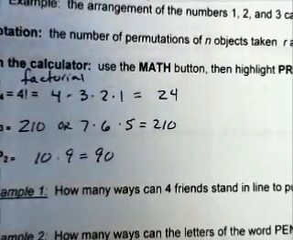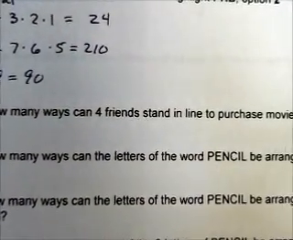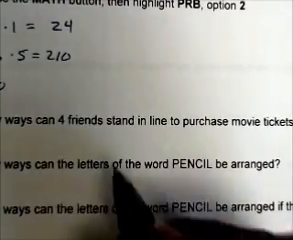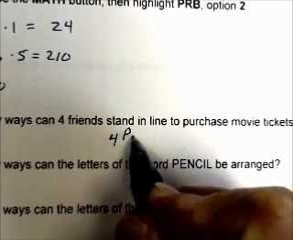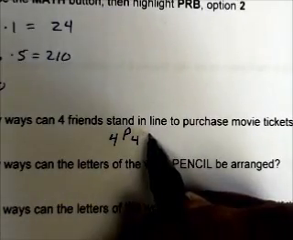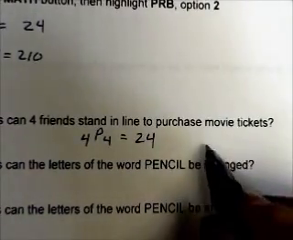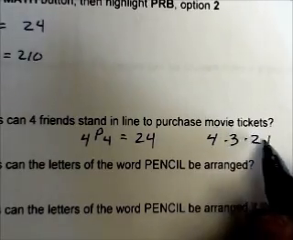For example, how many ways can 4 friends stand in a line to purchase movie tickets? Well, there are 4 friends. They're going to form a line of 4. So we can think of this as different arrangements of 4 from 4. So 4P4, which is 24, or 4 times 3 times 2 times 1.